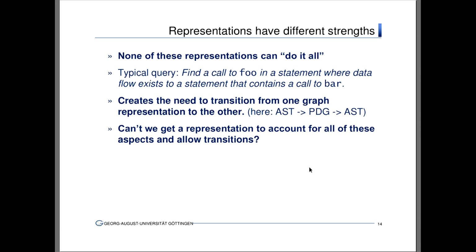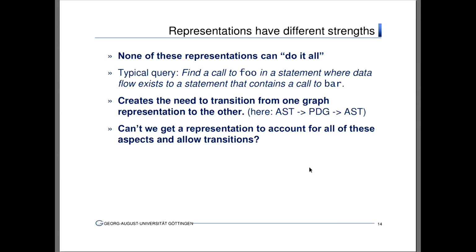Now, as I said, they all highlight some aspect of the code that we want to be able to model in a search query, but none of them can really do it all. Another problem is, if you take a look at a typical query, it's going to sound a bit like this: find a call to foo in a statement where data flow exists to a statement that contains a call to bar. That means what you're actually doing here is transitioning from one representation to the other. So first you're in the syntax world.